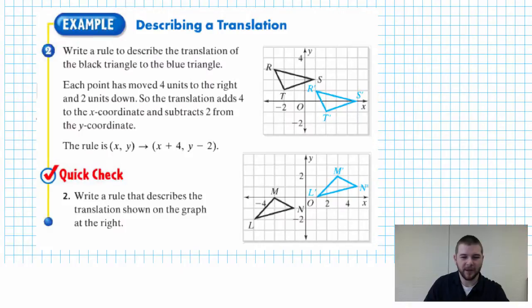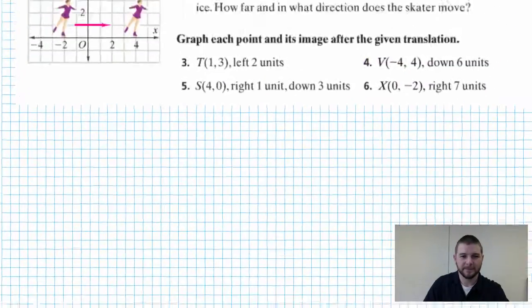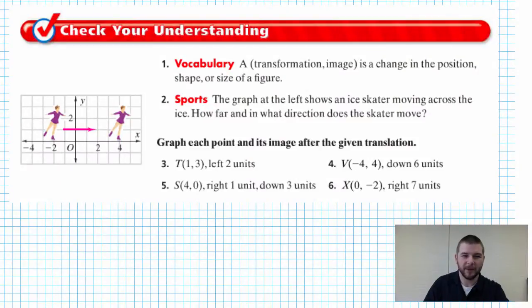Time for your quick check problem. Write a rule that describes the translation shown on the graph at the right. And now your check your understanding problems, numbers 1 through 6. Remember that right now is your opportunity to pause the video to take a screenshot that you could even print to work on paper.